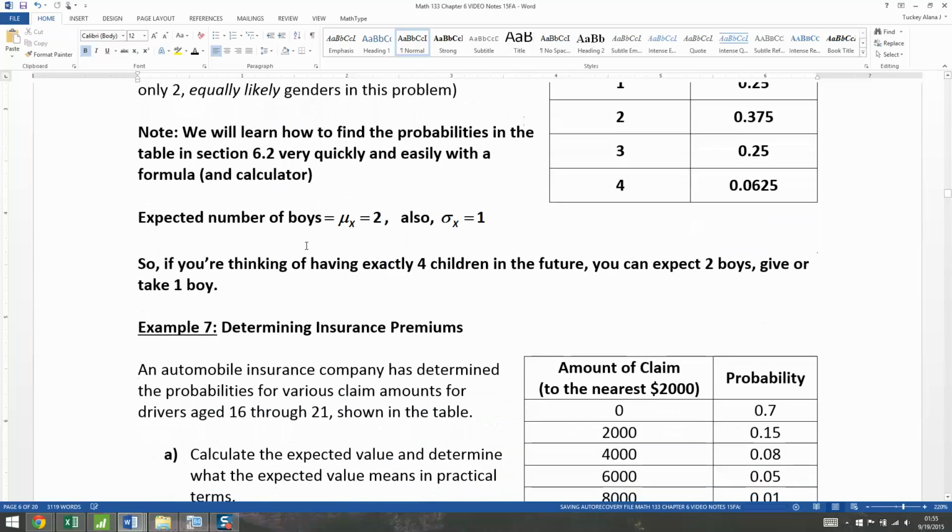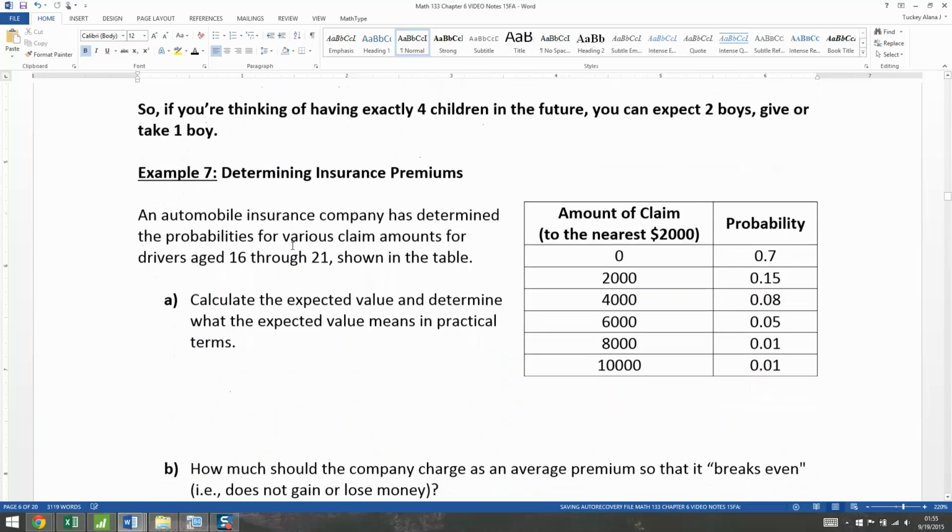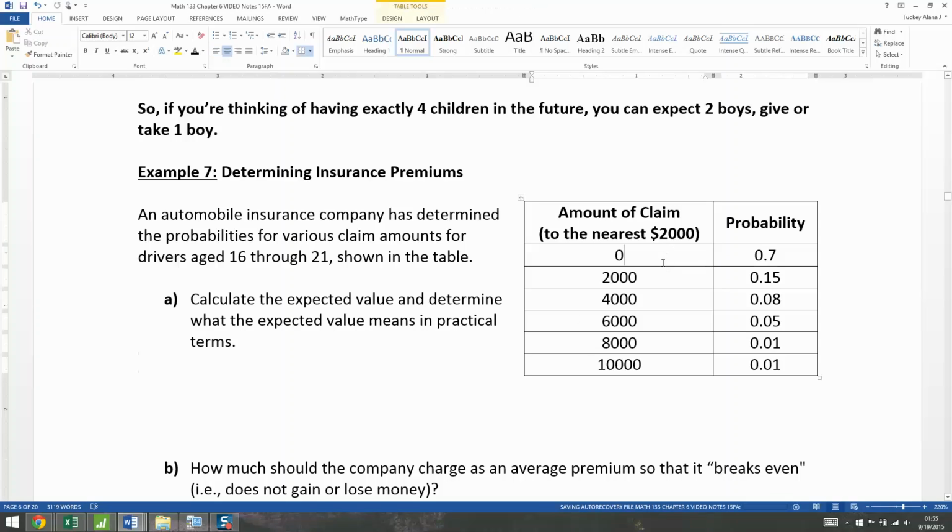All right, now I also mentioned that this was good for insurance premiums. This is how they calculate how much they're going to charge you. So let's look at what that means. So an automobile insurance company has determined the probabilities for various claim amounts for drivers aged 16 through 21. And here they are. So the amount of the claim.